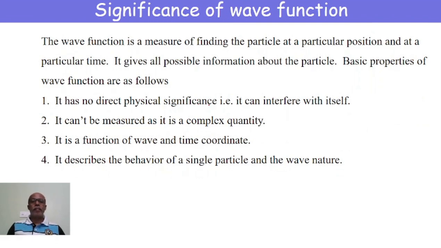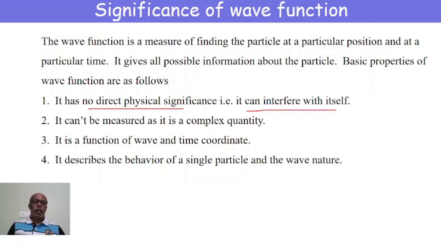Now coming to the significance of the wave function. This wave function is a measure of finding the particle at a particular position and at a particular instant of time. It gives the possible information about the particle. The basic properties of the wave function are listed here. Number one, it has no direct physical significance. That means it can interfere with itself.